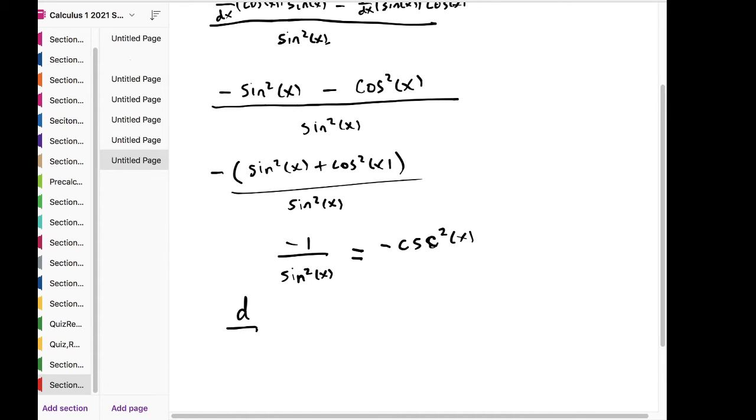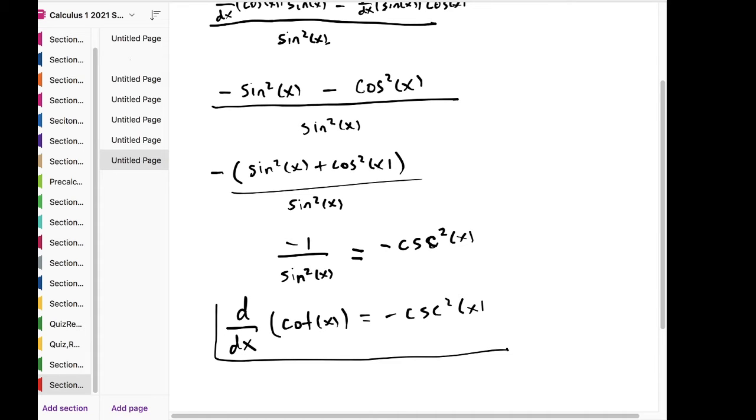The derivative of cotangent is negative cosecant squared. And again, before you go right to memorizing, just do this quotient rule out every time first. Okay, questions about that one?